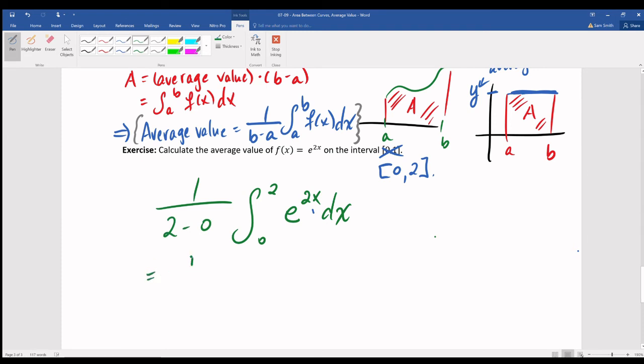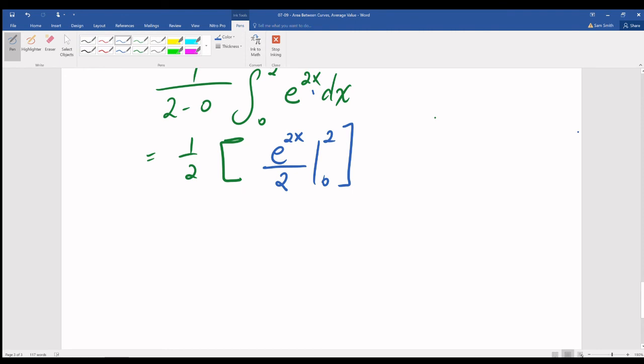So I have 1/2, and then let's go ahead and calculate this definite integral, beginning by finding our favorite antiderivative, e to the 2x, and then dividing by 2 to counteract the 2 that would appear from chain rule if I were to take the derivative, evaluated from 0 to 2. Now if I plug 2 into this expression, I'll get e to the power 4 over 2. And if I plug 0 into this expression, I'll get e to the power 0 over 2.